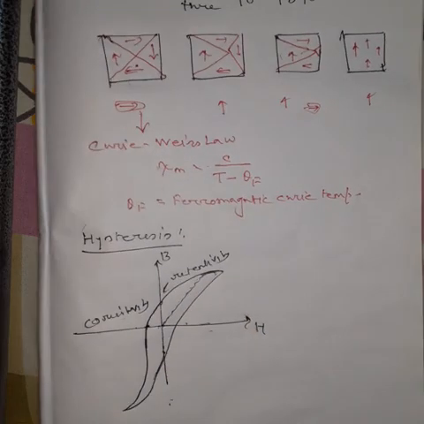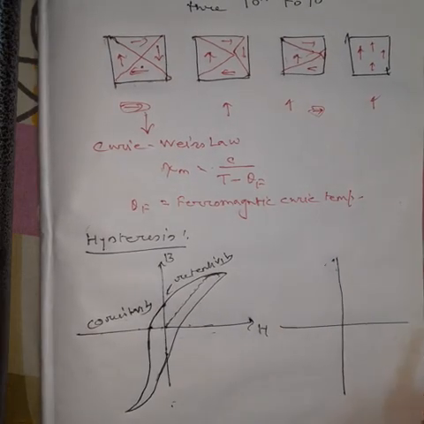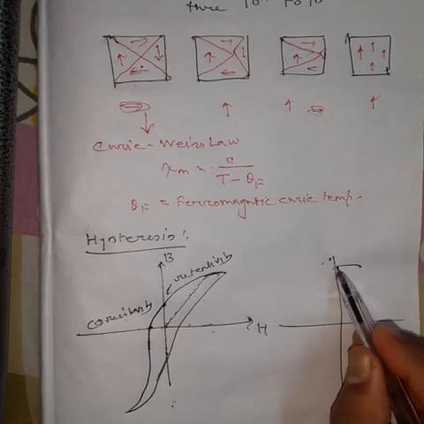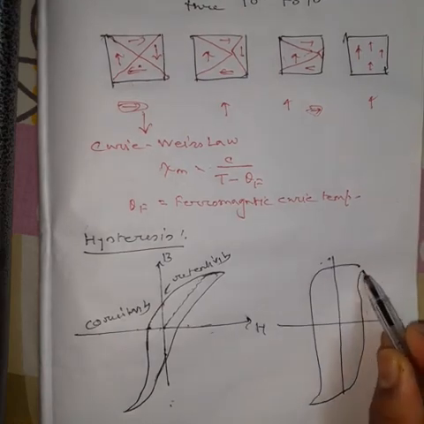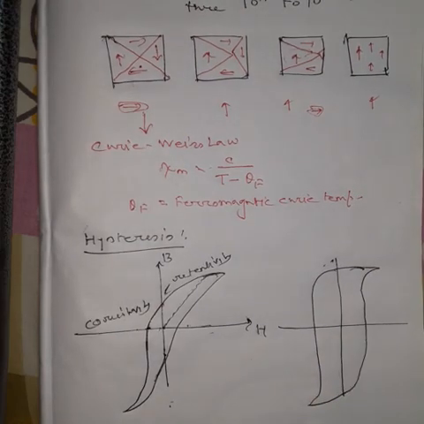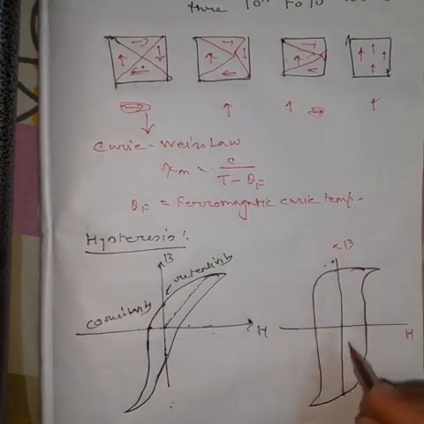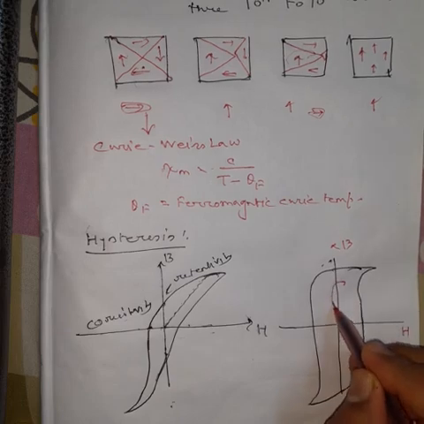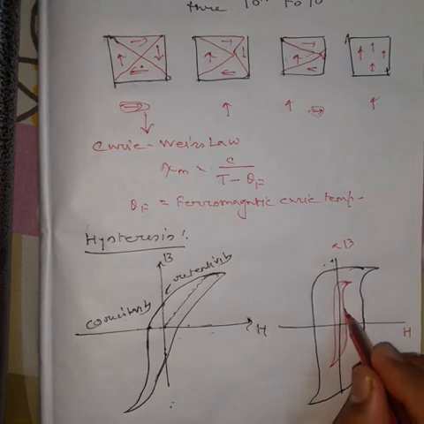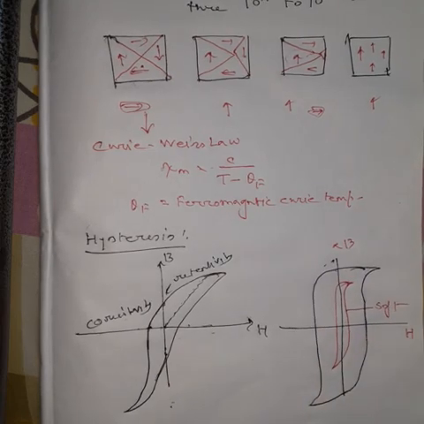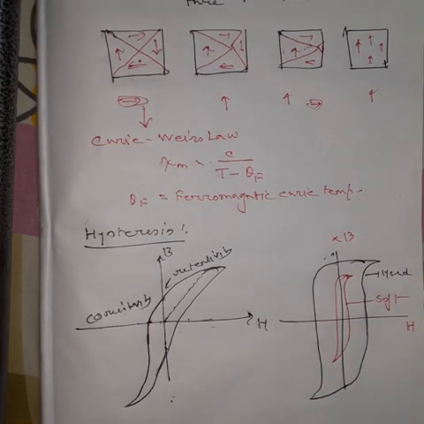Okay, the drawing is not a perfect one. Let me draw it another one. So basically it will be something like this. It can be like this, where the area is more, or we can have some material where the area is very less. The lesser areas are called soft material, and this is called hard material.